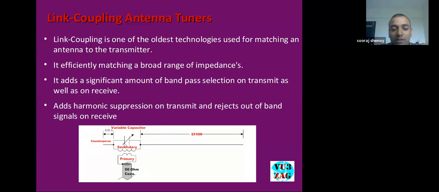Also, with the help of this type of tuning, we can effectively match a broader range of impedances. Another benefit is harmonic suppression on the transmit, and it rejects the out of band signals on the receive. We know that mostly radio stations have trouble when they are located near AM broadcast stations. So you can use this type of tuner setup there, where you can easily filter out the AM broadcast signals from the required frequency.